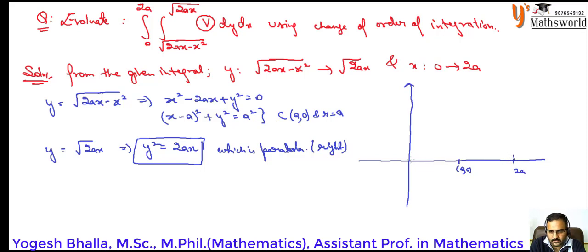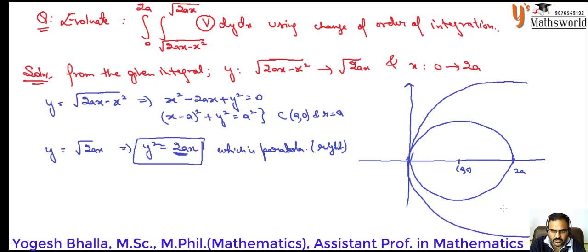So this will be the circle, and the parabola is y square is equal to 2ax, that means like this one. Okay, so this is the parabola. Now this equation is y square is equal to 2ax, and the equation of this circle is (x minus a) whole square plus y square is equal to a square.